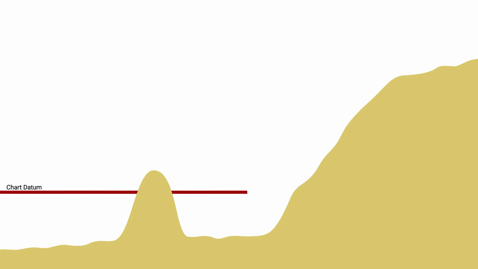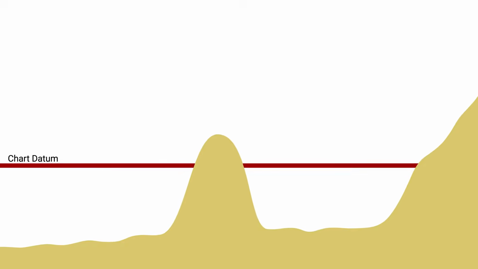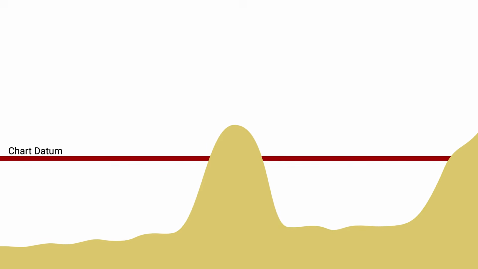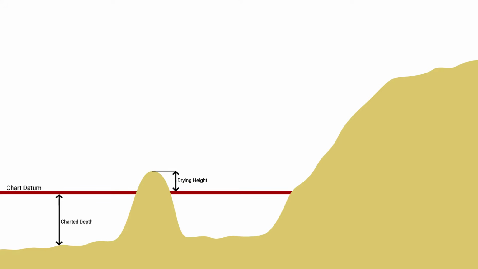If we take a look at this diagram, we can start to see how it works. I can add on chart datum just as an arbitrary line across. We've already said that it doesn't matter where it is as long as it's consistent across the chart. Charted depths are measured from chart datum down to the seabed, but occasionally the seabed also goes above datum. When this happens, you'll be given a drying height instead. As the name implies, a drying height indicates an area that might well dry out at certain states of tide.